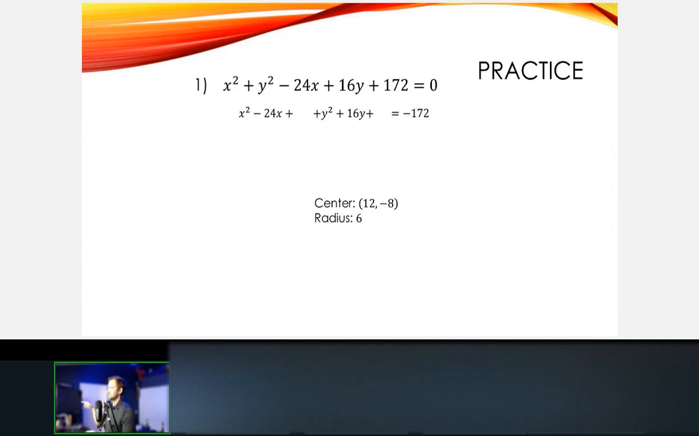So we move the constant, group the x's, group the y's, leave some space. We're going to take that -24 and we divide by 2. We get -12, and then we square it, and we get +144. So that is what we add to both sides. Now, if you forget to put 144 on the other side, your radius will definitely be wrong.